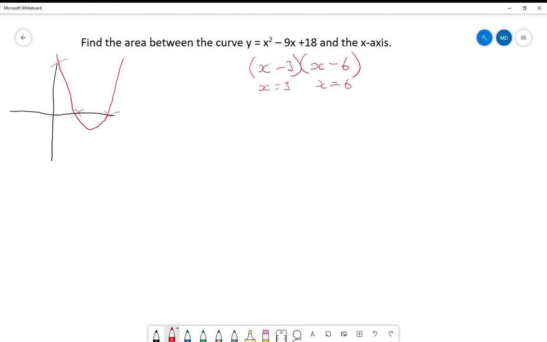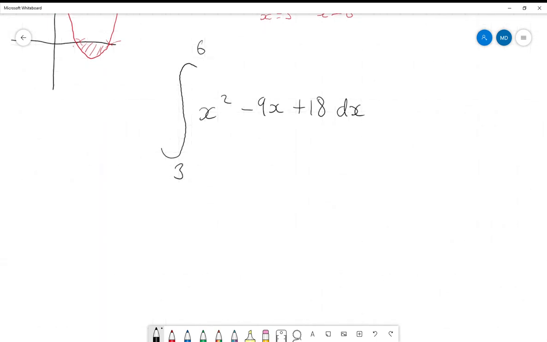Now, the area we're looking for here is this bit here. And as we can see, it's below the x-axis. So what's going to happen here? Well, nothing different to normal. We're going to do it exactly the same. We're going to use an integration from 3 to 6 of x squared minus 9x plus 18 dx. We're going to integrate exactly as normal.